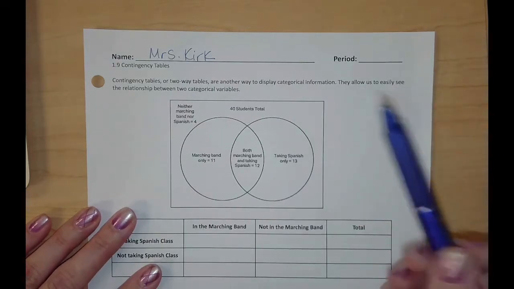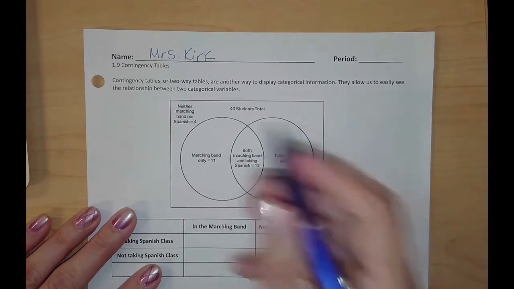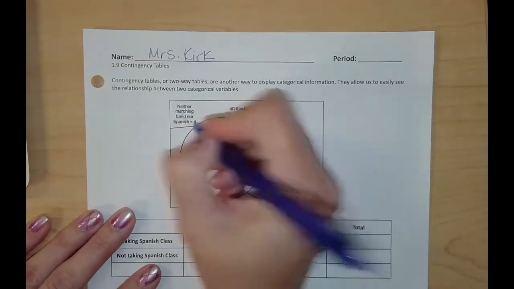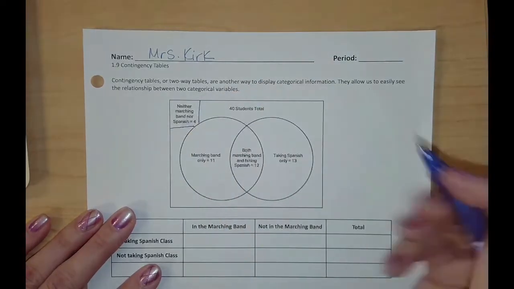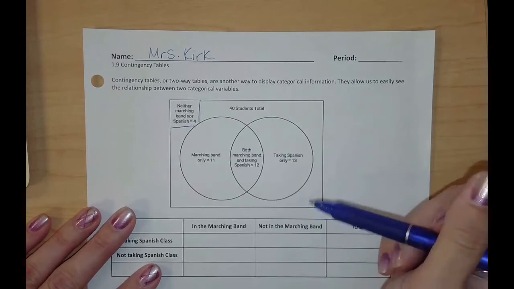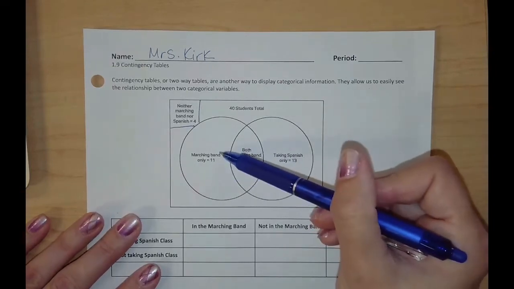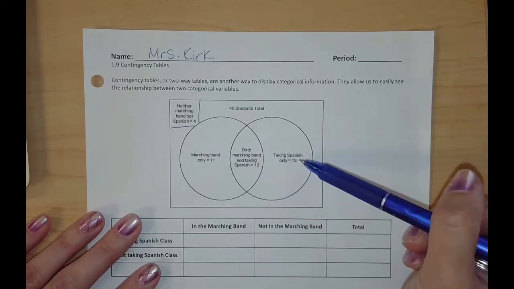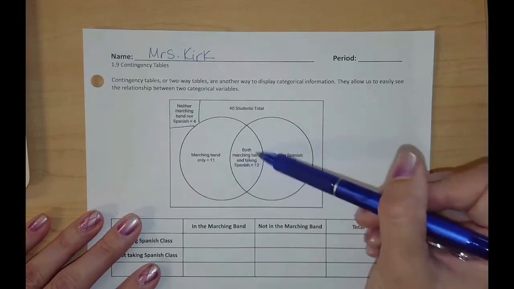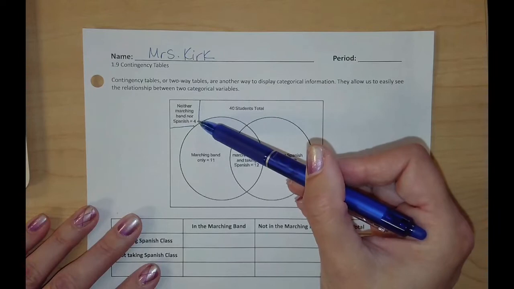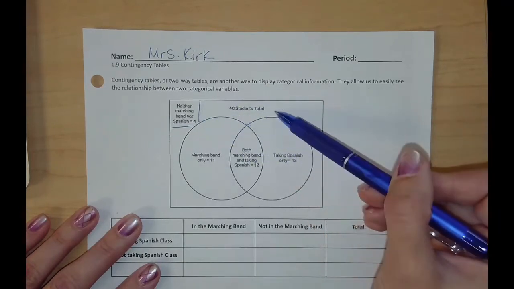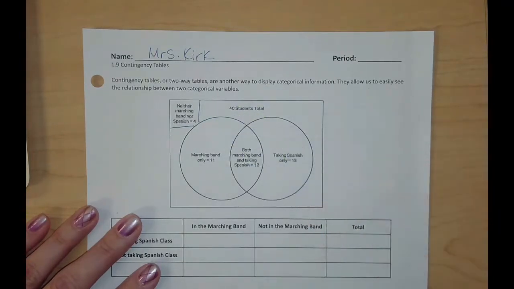So here is a Venn diagram, and we have marching band and taking Spanish as our two main variables. Only 11 are taking marching band only, 13 Spanish only, and 12 people are taking both. 4 people are taking neither, and there are 40 students in our study.